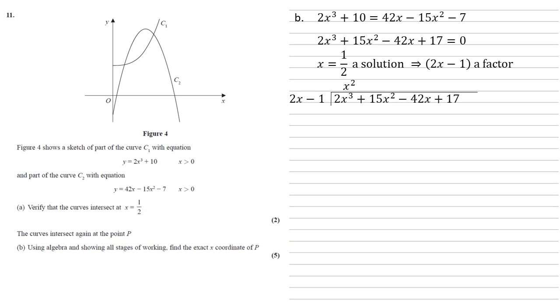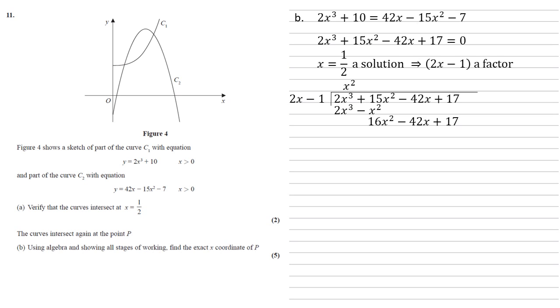That goes on top. Underneath, we do x squared times by our divisor, the 2x minus 1. So 2x minus 1 times by x squared gives us 2x cubed minus x squared, which we then take away from the first row. So the x cubes cancel. 15x squared minus x squared is 16x squared. And we bring down the minus 42x and the 17.